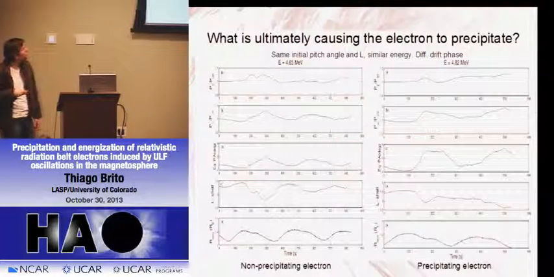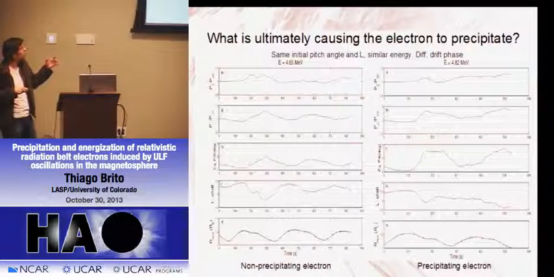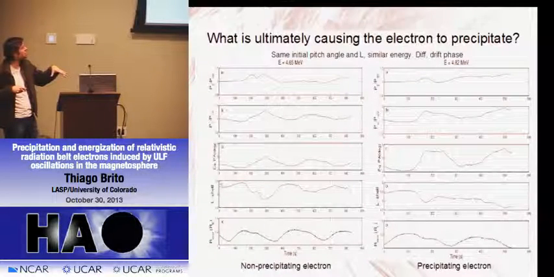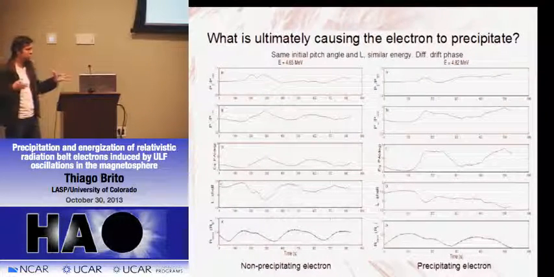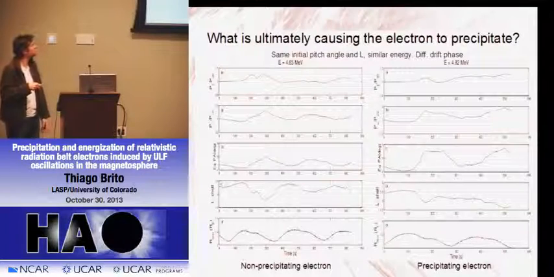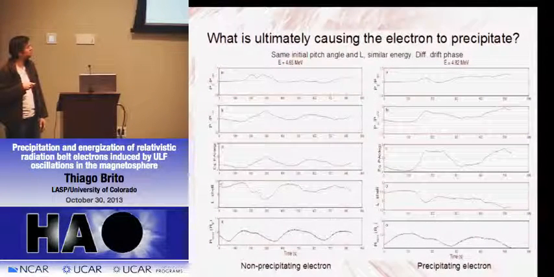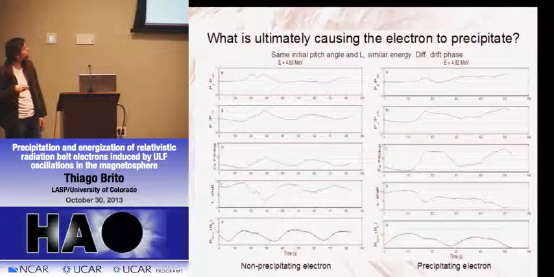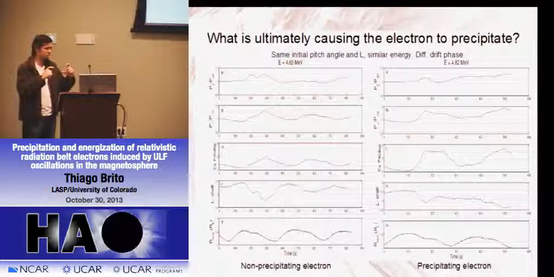And so we learned that the inward motion during the storm is very fast, so this is not a diffusive effect which happens over the course of a day or more. This all happens in about 10 minutes, a couple of drift orbits. And this inward motion is correlated with the parallel momentum of the particle, and this has to do with the Fermi acceleration.